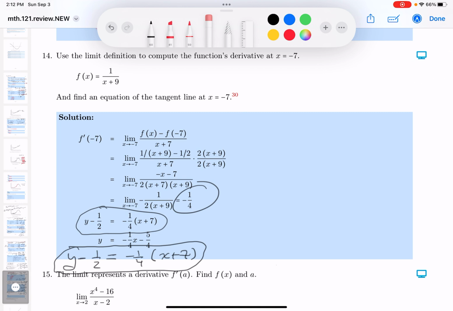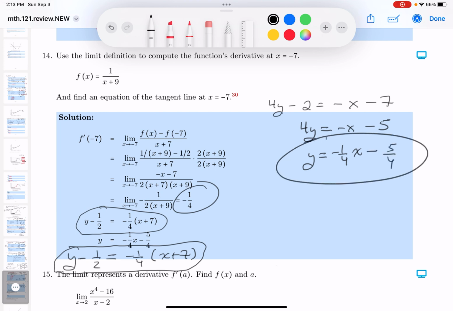What I'd probably do is multiply both sides by 4. You get 4y minus 2 equals minus x minus 7. And then what I would probably do is add 2 to both sides. 4y equals minus x minus 5. Then I divide both sides by 4. What do I get? Minus 1/4 of an x minus 5/4. Is that listed in the key? It is. I do see it right over here: minus 1/4 x minus 5/4. All right, thank you.